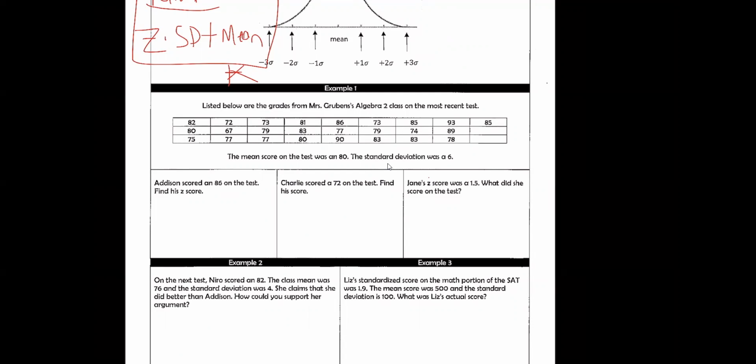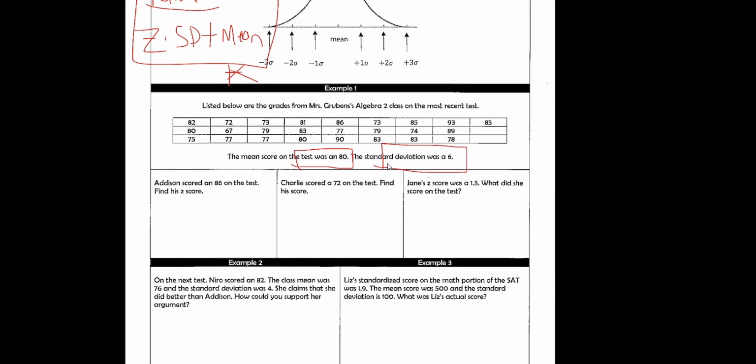They say listed below are the grades from Mrs. Grubin's Algebra 2 class. Honestly, we don't really care about the actual scores because they tell us what the mean is and they tell us what the standard deviation is. If they didn't tell us that, we'd have to figure those out, and we've seen how to do that by hand, but it can be quite a pain, especially if you got a lot of numbers.